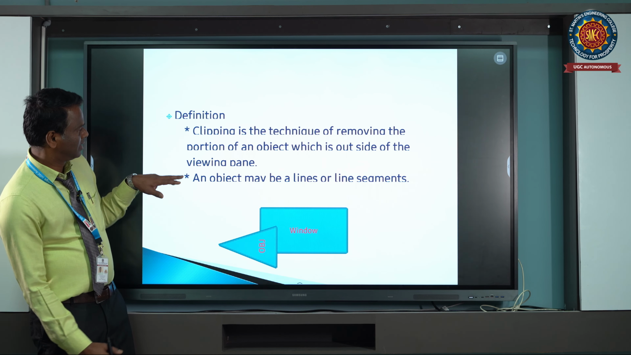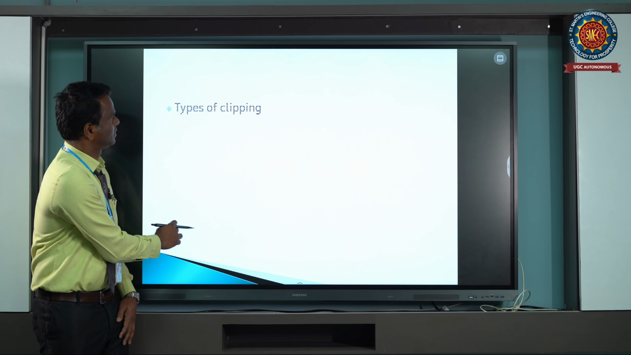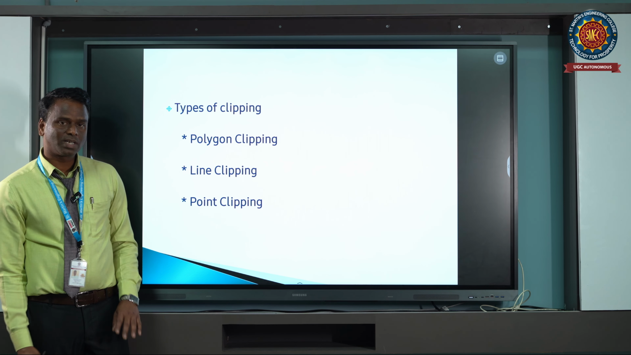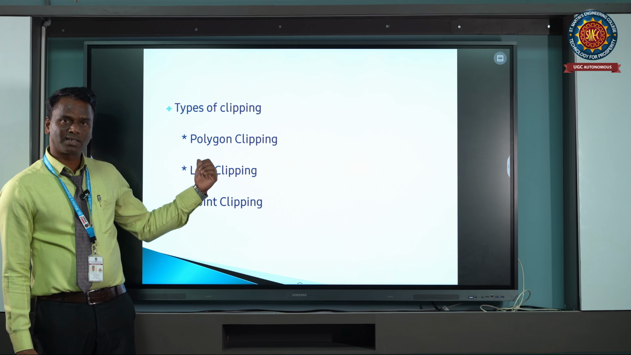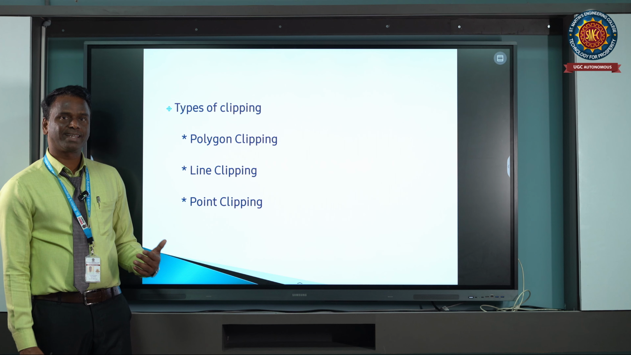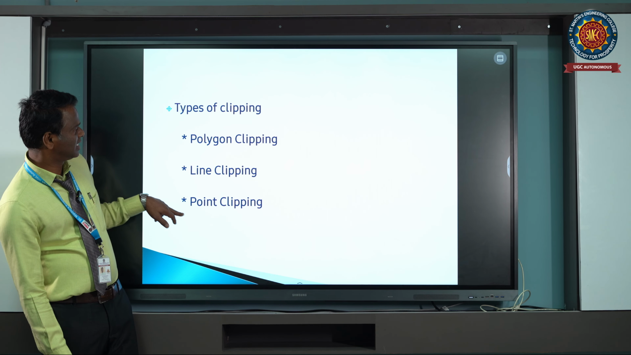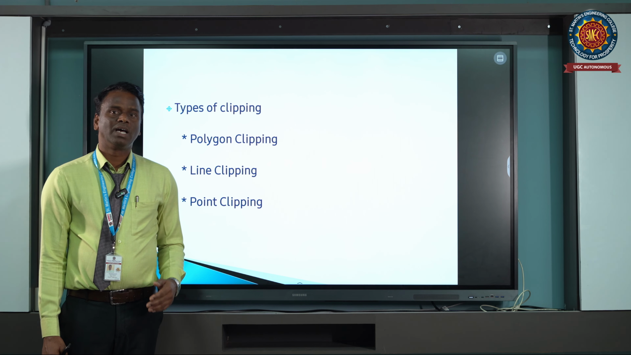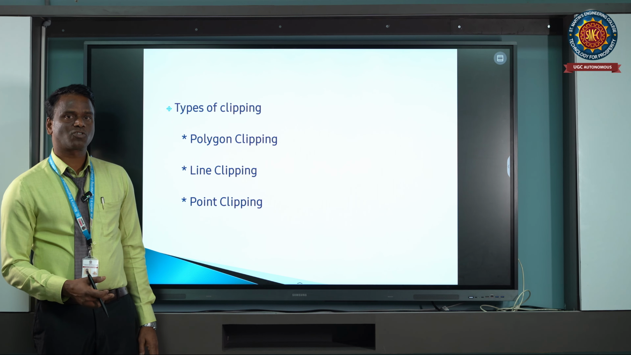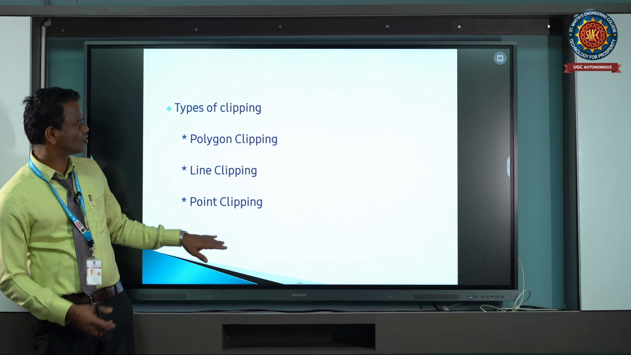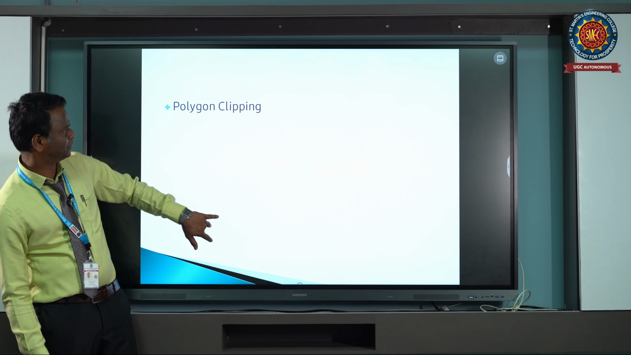Okay. Then what are the types? There are 3 types of clipping in general. First one is polygon clipping, then line clipping, and then point clipping. We'll discuss them one by one. So first one is polygon clipping, and in order to clip the polygon surfaces, I'm going to use a clipping algorithm called the Sutherland-Hodgman clipping algorithm. Most of the time we are using this Sutherland-Hodgman polygon clipping algorithm only.